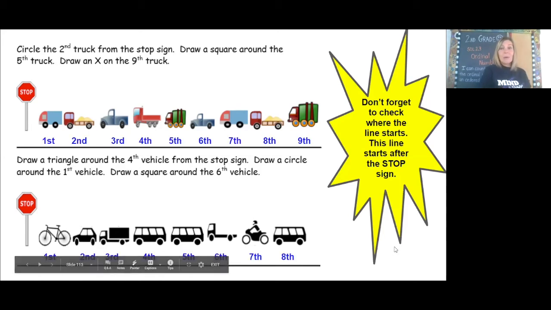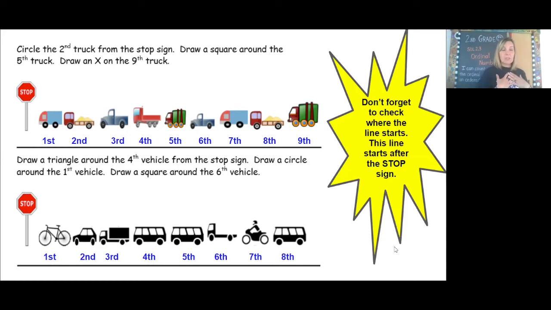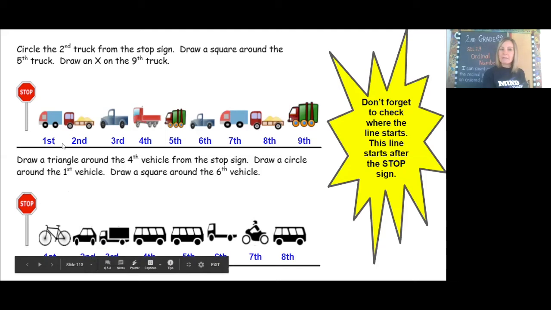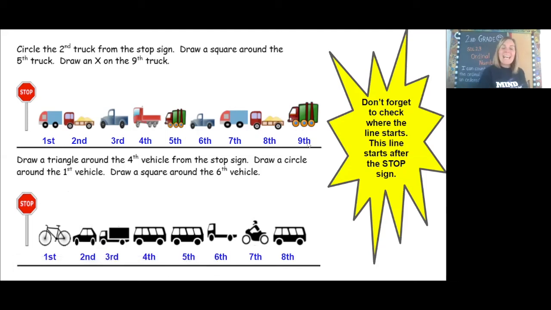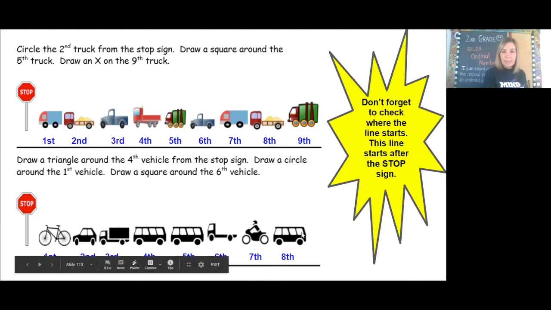Okay, so here is a little trick that I have to use to make sure that I get the things in the right order. So I go ahead and label them first. So as you can see, I've labeled these trucks 1st through 9th because that's going to help me then to follow the directions to answer the question. And then I went ahead and I labeled these. Feel free to do the same. Now let's check and see if your answers were correct.